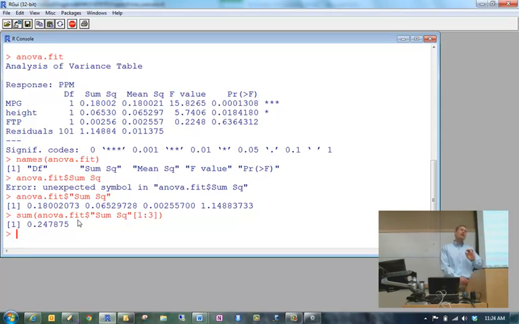There are other ways to use the anova function from how we did in Chapter 2 that allow you to get it. I just wanted to relate what we were doing in Chapter 2.